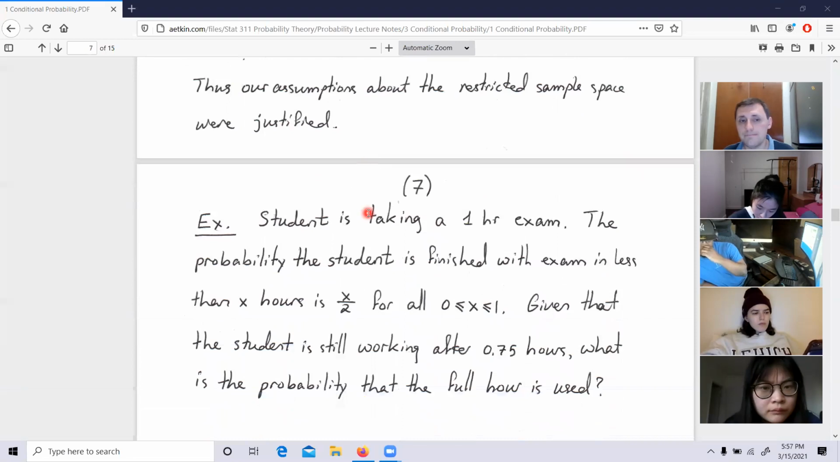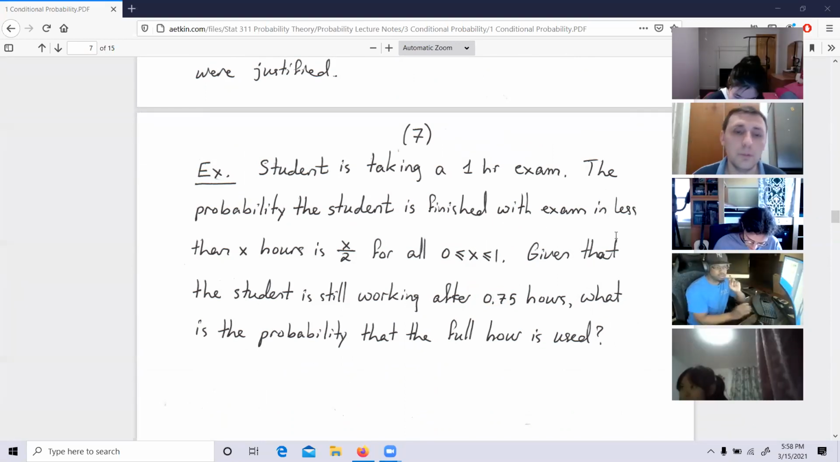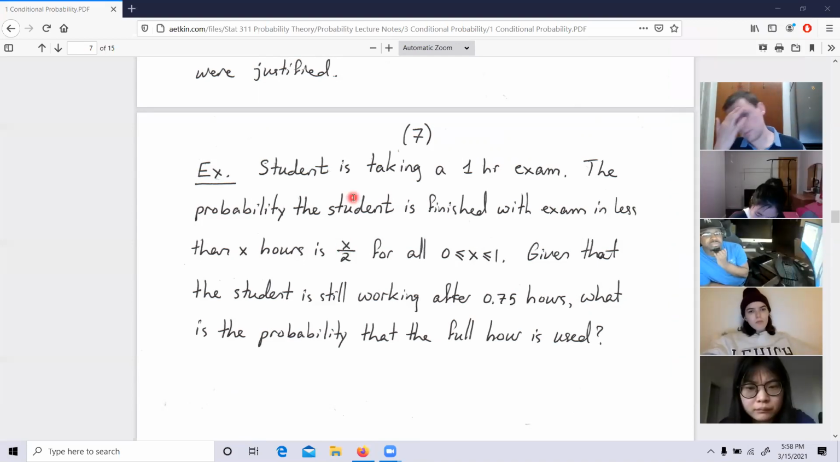Let's consider this question. A student is taking a 1-hour exam. The probability the student is finished with the exam in less than X hours is X/2 for all X between 0 and 1. Given that the student is still working after 0.75 hours, that's basically 3/4, what is the probability that the full hour will be used? What's the probability the student will not be able to finish before the hour is done? Calculate. Given this information, of course, guys.